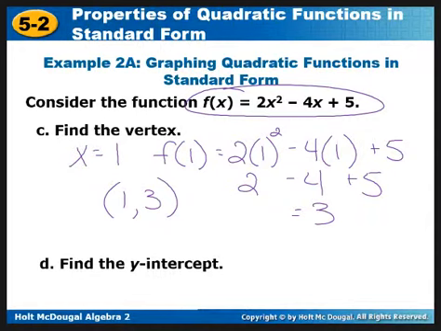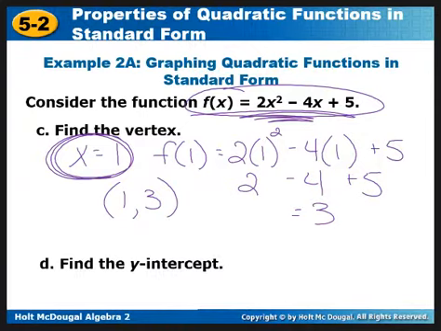Again, it's a little bit longer process to find the vertex than when something's in vertex form, but it's not really that complicated. Find your axis of symmetry, take that number, and fill it into your original equation. That'll match you up with the y value you're supposed to get with your x value.